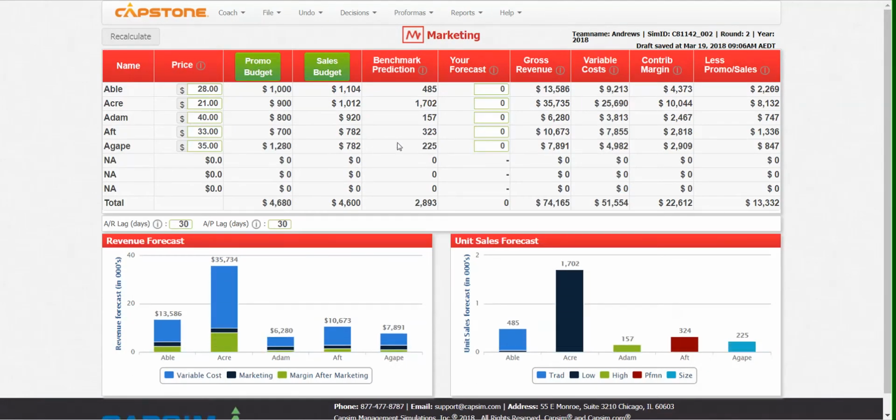Now, for forecasting in marketing, I'm going to forecast what I want to sell, which was 147. And if I don't put anything in there, I'll get the benchmark prediction. I absolutely don't want that. I'm not worrying about those now. The exercise today is just to show you how I delete a product. So I've got 147 there.